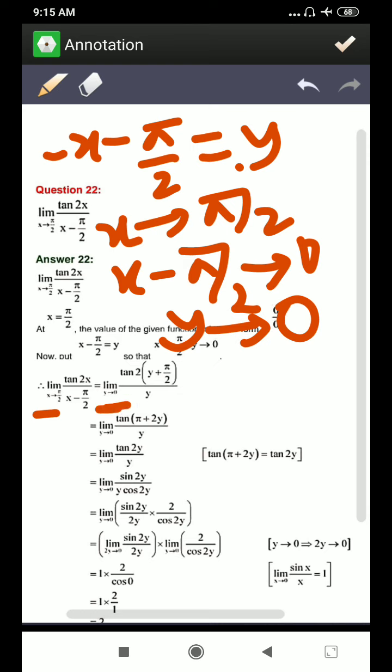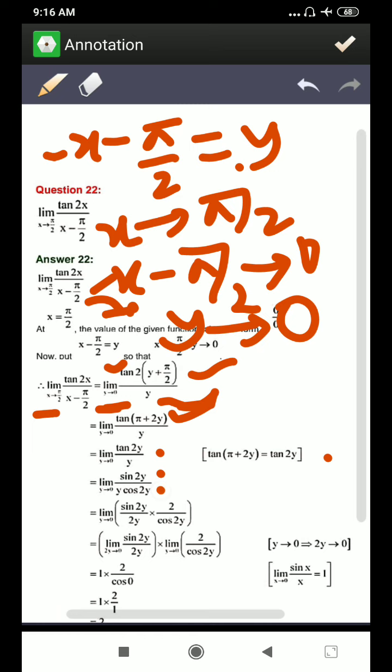We have replaced x by pi by 2 plus y. In this question, we replace x by pi by 2 plus y. So in numerator, it will be tan of 2 into pi by 2 plus y, and denominator we have taken it as y. You just multiply it, it will be tan pi plus 2y. Now tan pi plus theta is tan theta, so it will be tan 2y. That can be written as sin 2y upon cos 2y.